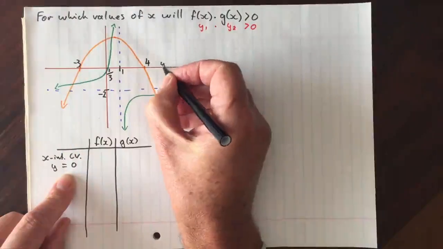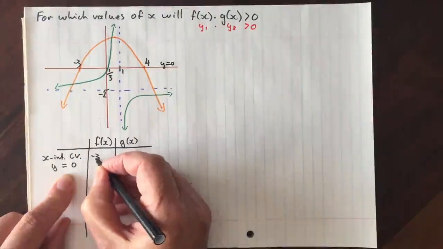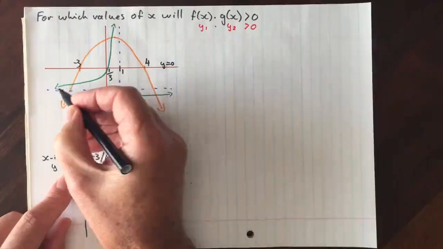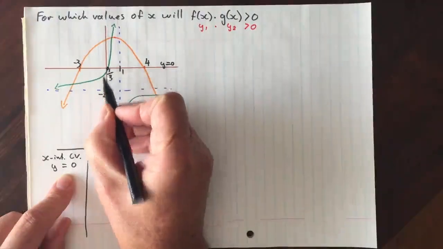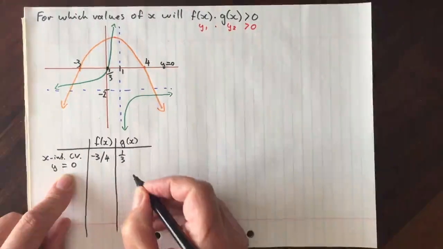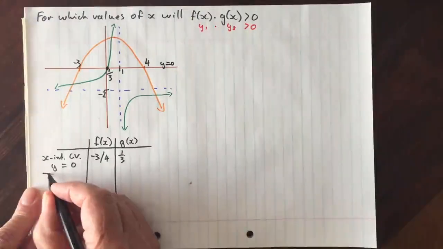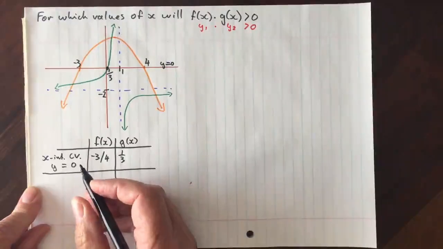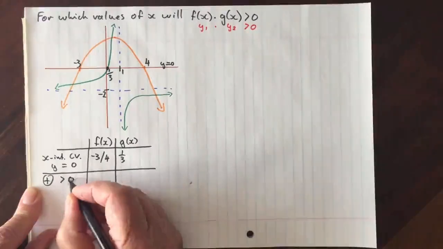And we will see here my x-intercepts for my parabola are -3 and 4. Remember, that is where y is equal to 0. So it will be -3 and 4. For my hyperbola, over here, the only x-intercept that I can see is over there, and that is a third. It's a third. Let's write it down. Right. Now the next thing that we want to do is we want to see where these functions are positive and negative. So let's first go for positive. That means greater than 0.